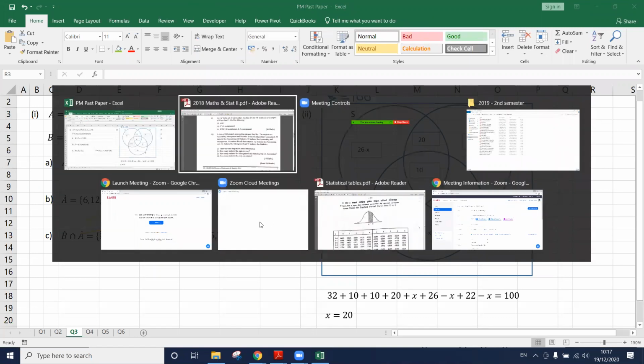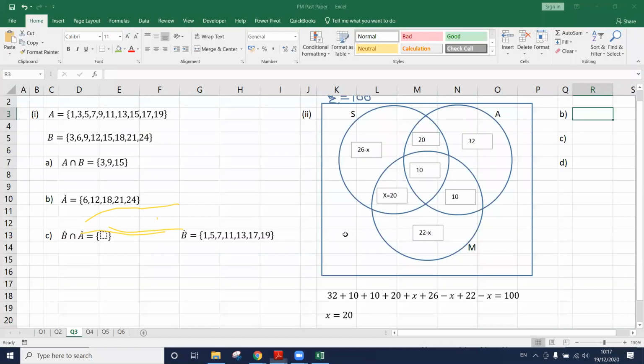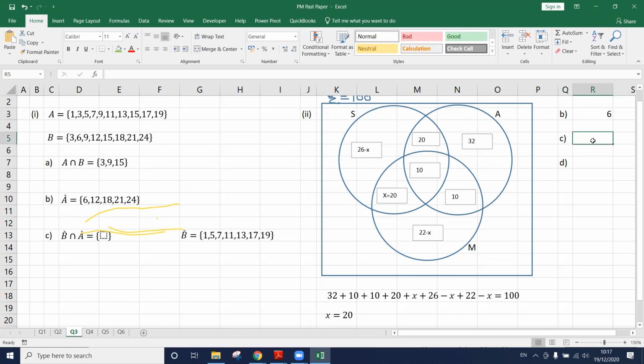Then what we need to find? Part A we have done, we have drawn the Venn diagram. In part B, how many students like statistics only? Which region is statistics only? It is this region, represented by 26 minus x. The value of x we have already found, that is 20. So 26 minus 20 is 6. So 6 should be the answer for part B.